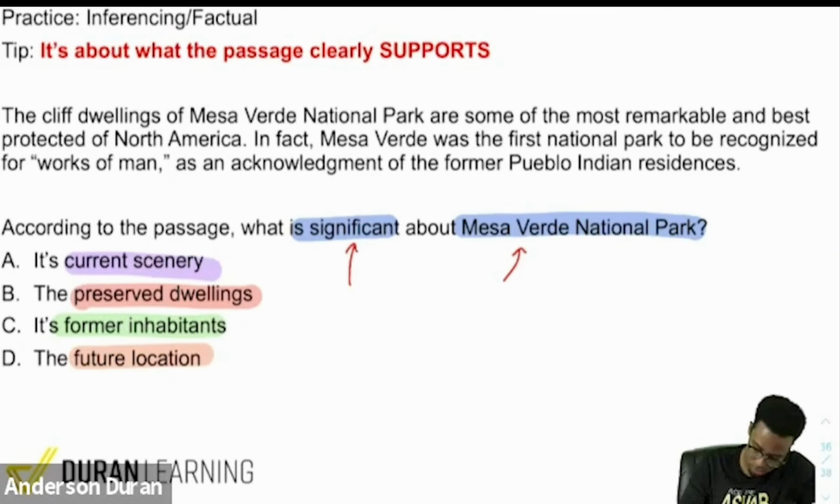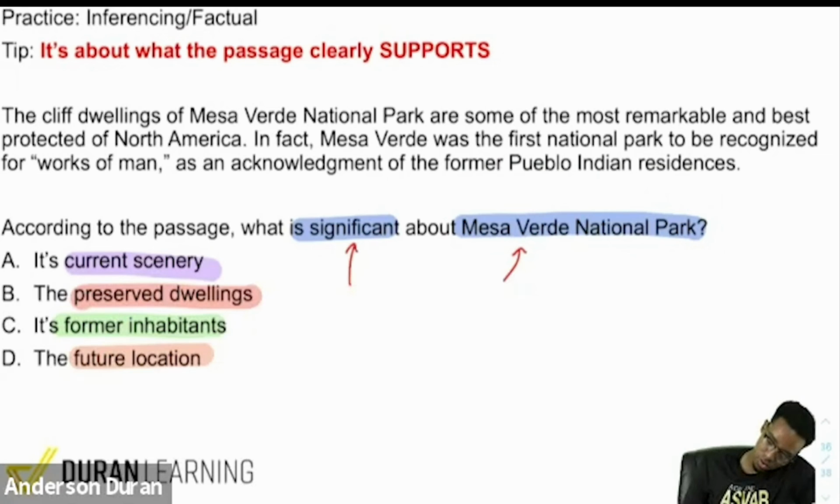All right, first, let's read. The cliff dwellings of Mesa Verde National Park are some of the most remarkable and best protected of North America. So what is significant? I see remarkable there. In fact, Mesa Verde was the first national park to be recognized for works of man as an acknowledgement of the former Pueblo Indian residences.